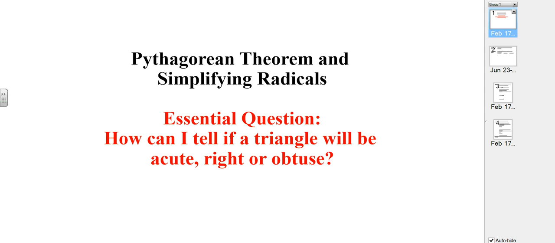So today we're going to talk about Pythagorean Theorem and simplifying radicals. Your essential question is, how can I tell if a triangle will be acute, right, or obtuse? Remember, an acute triangle has all three angles acute, which means they're less than 90 degrees. A right triangle has one 90-degree angle, and an obtuse triangle has one angle that is between 90 and 180, so it has one obtuse angle.